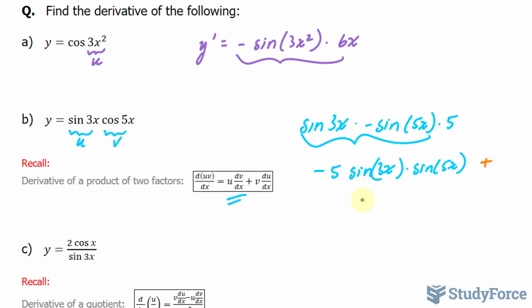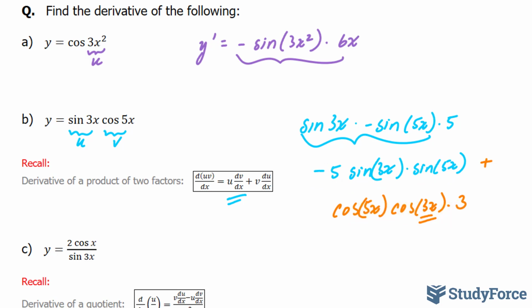Now I'll leave v the way it is, cosine 5x, and I'll find the derivative of sine 3x. I've already done a lesson on this. The derivative of any sine function is cosine. So I'll write down cosine 3x. Finding the derivative of 3x is simple, it's 3. And so my final answer is negative 5 times sine 3x sine 5x plus cosine 5x times cosine 3x times 3.